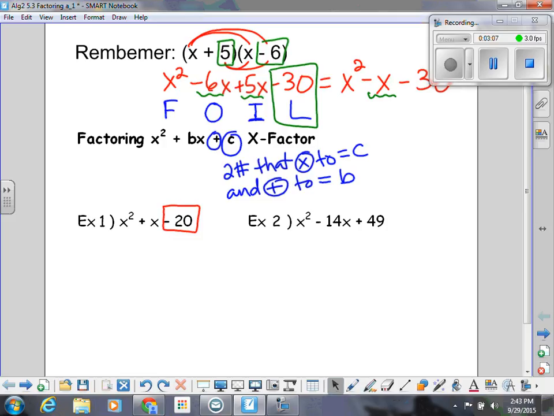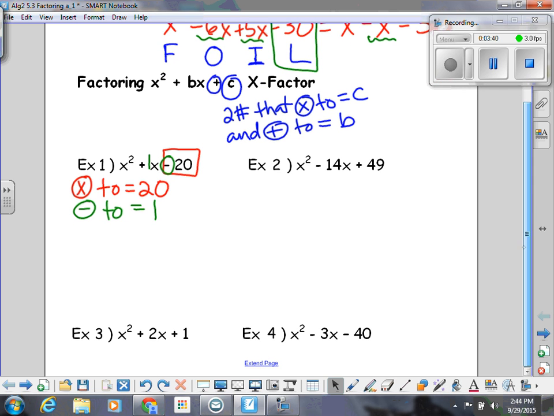So like I started doing in this first example, I need two numbers that multiply to equal 20, and those same two numbers have to subtract. I know I'm subtracting because of that symbol. And when they subtract, they have to equal this middle term, that b term, which is 1. So let's think about two numbers that multiply to give me 20 and subtract to give me 1.